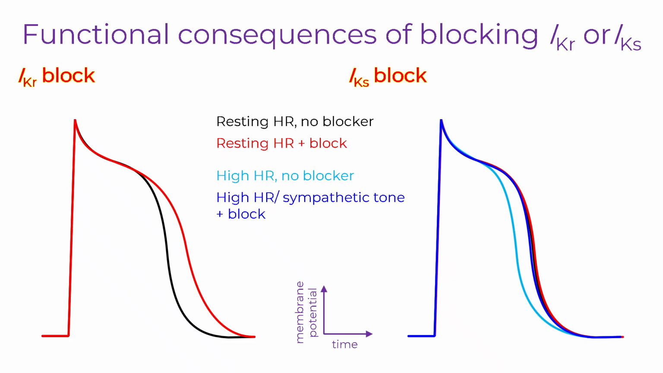So, although both interventions prolong repolarization, they do so in distinct ways. IKr blockade produces a prominent effect at baseline, whereas IKs blockade primarily reveals itself when the heart is stressed. This visual difference underlies the very different clinical profiles of drugs that target these currents, which we'll turn to next.